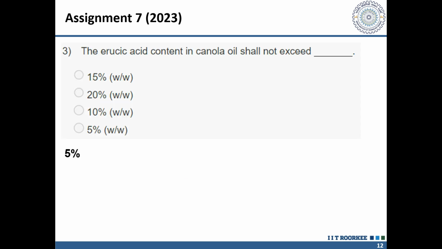Now let's move on to the third question. The aromatic acid content in canola oil should not exceed. So first of all, what is this aromatic acid? Aromatic acids are nothing but these are C22:1. It means that it has a 22 carbon chain, and one double bond is present there. So this is a type of fatty acid with a 22 carbon chain and one double bond.